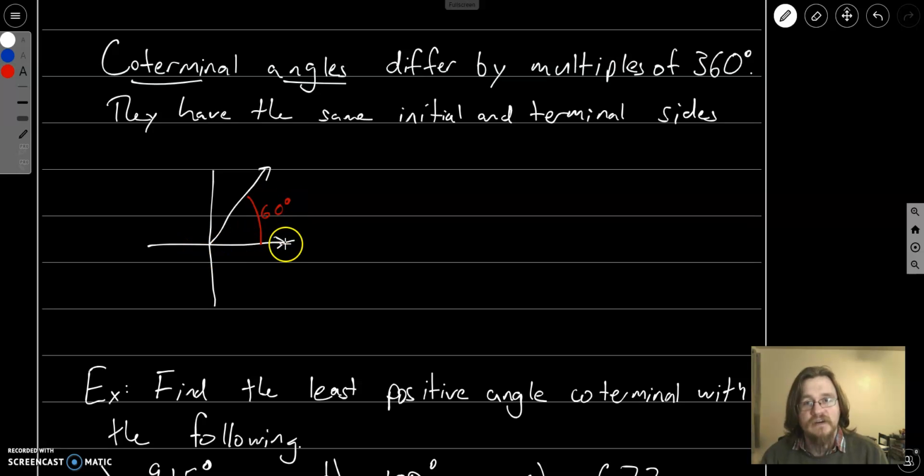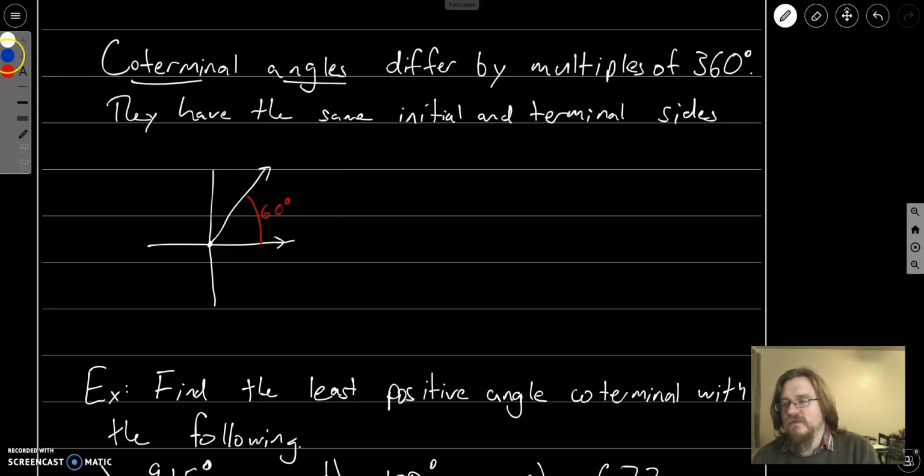Here this is in standard position because the vertex of the angle is at the origin, and our initial side is pointing straight to the right along the x-axis. And here we're going up 60 degrees.